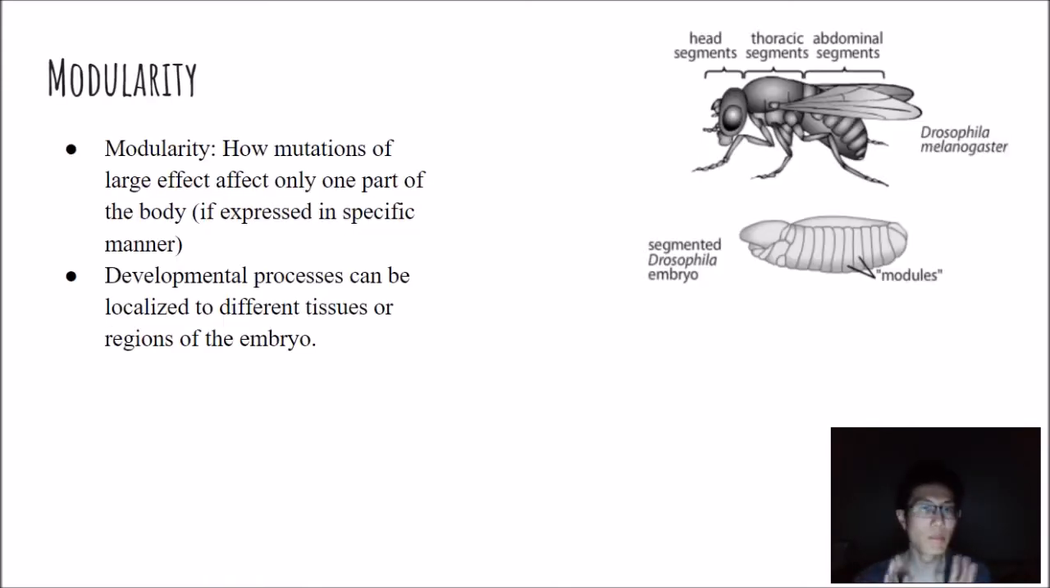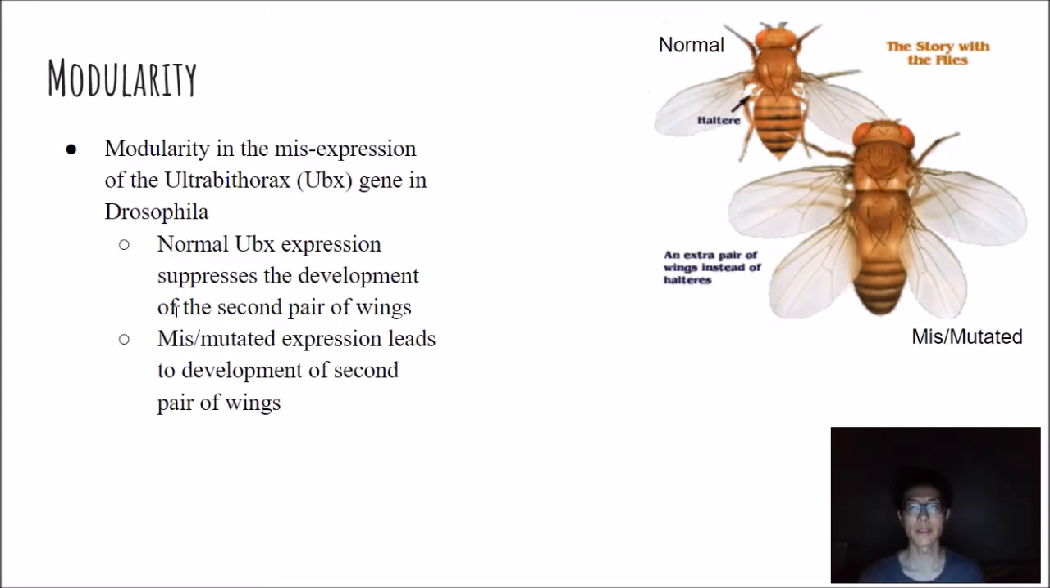Okay, and just a brief rundown of some of these terms, we have modularity, which is quite important because that is how mutations of large effect basically affect only one small part of the body, because everything is modulated into sort of segments. You can think about it that way. Developmental processes can be localized to certain tissues or regions within the embryo. So if you have mutations that affect only one region, the other regions aren't hindered. And so modularity can have an effect that can ultimately benefit the organism. Again, mutations of large effect might only affect a small part of the body, because if it's expressed in a specific manner, it's maybe only going to affect this particular segment of the head rather than the entire organism.